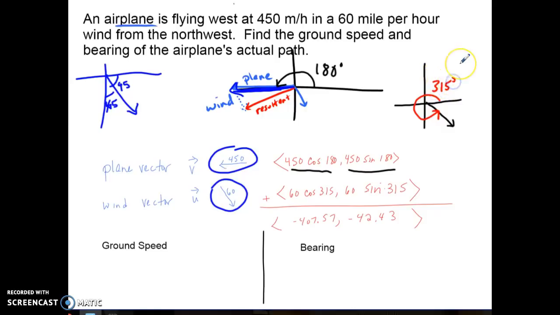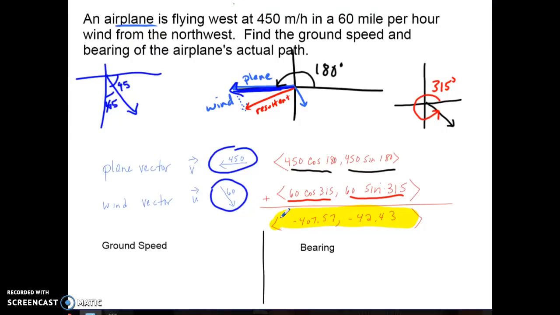So our directional angle for the wind components is 315. So this would be 60. It's a 60 mile per hour wind, so that times the cosine of 315 and 60 times the sine of 315. So once you figure out those in your calculator and add them together, this is our resultant vector. And it makes sense. We're in quadrant 3, and they're both negative.